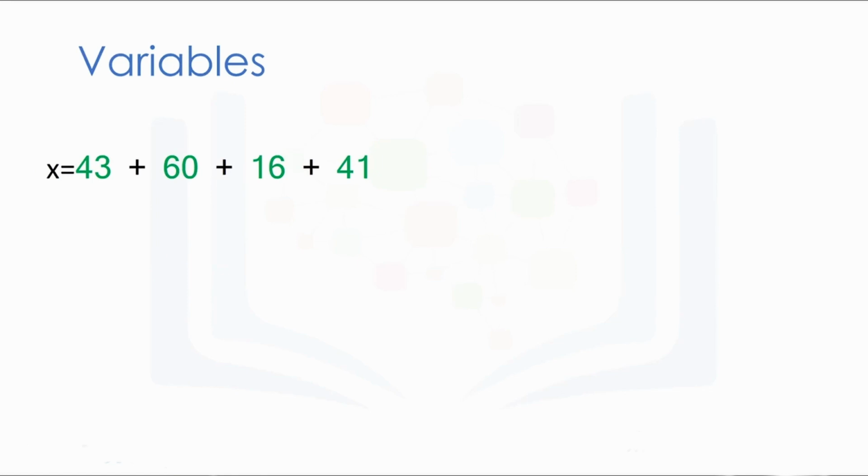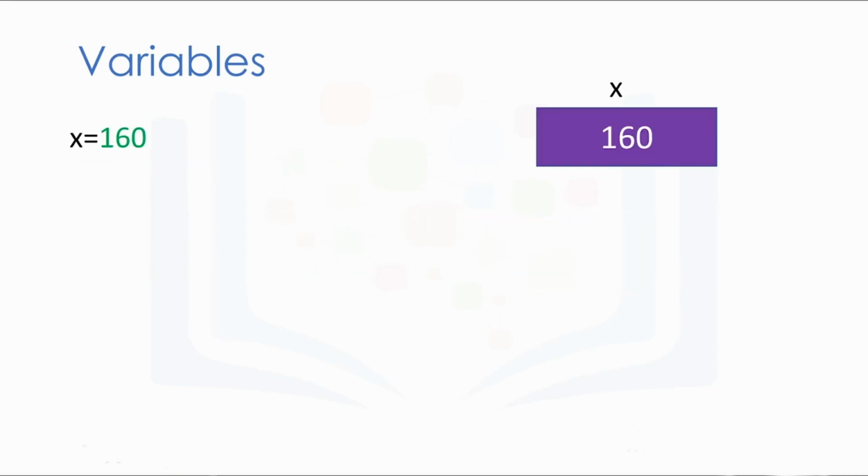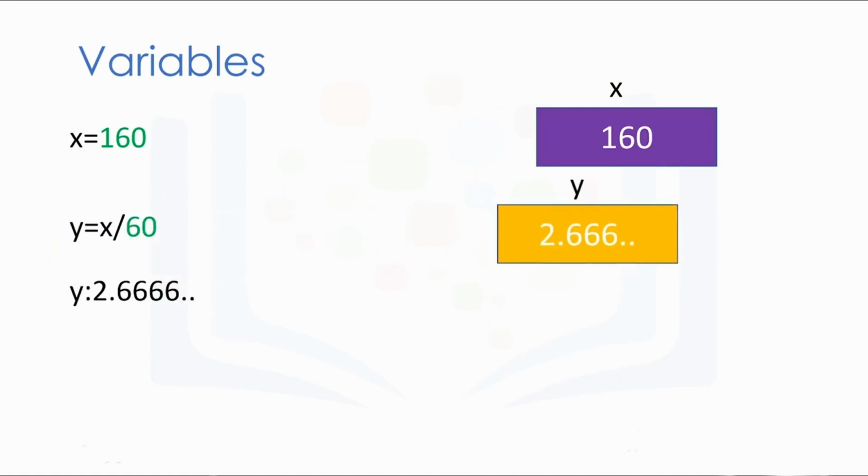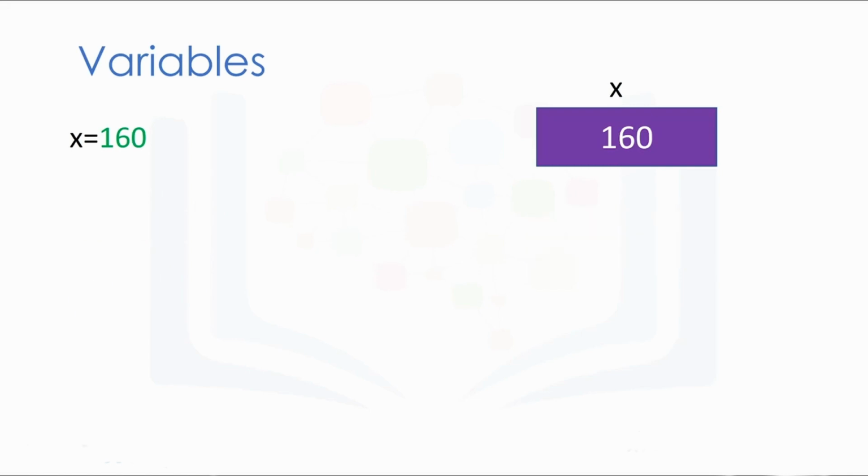We can store the results of expressions. For example, we add several values and assign the result to x. x now stores the result. We can also perform operations on x and save the result to a new variable y. y now has a value of 2.666. We could also perform operations on x and assign the value to x.